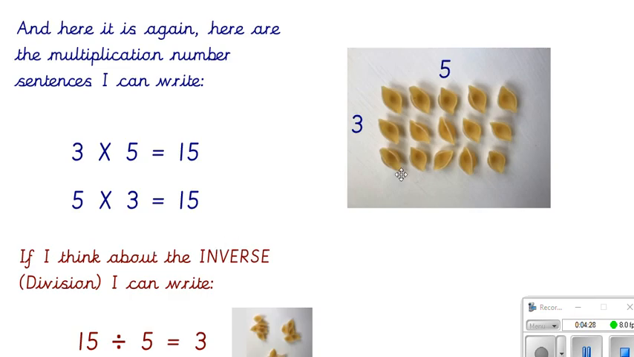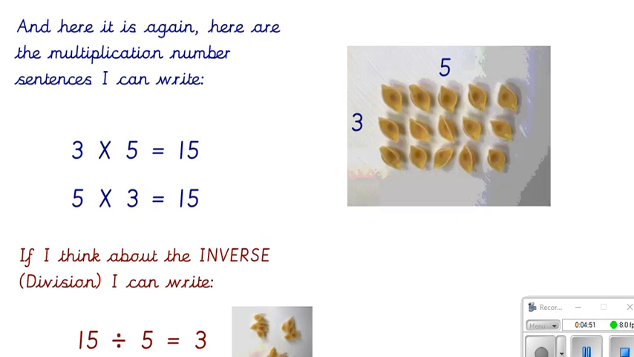Here's my picture of my array again. And here are the 2 multiplication sentences I can write down. 3 times 5 equals 15, and 5 times 3 equals 15. And what we're going to try and get away from today is counting every individual shell. If we know our times tables, these are facts that we need to know.